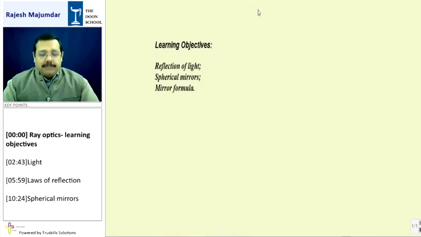After the lesson, I expect that you will be able to really understand and gain knowledge about what is reflection, which type of mirrors are used for reflection, what are images produced by mirrors, and then you should be capable of drawing diagrams and deriving the formula. So a lot of skills enhancement is there in this particular lesson.